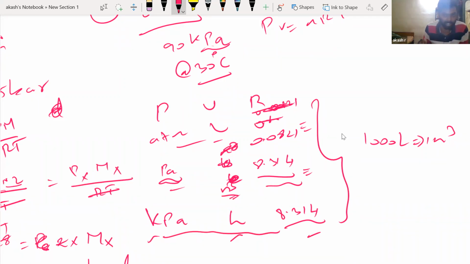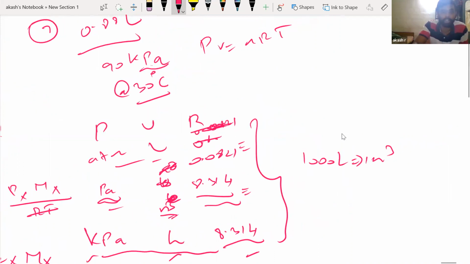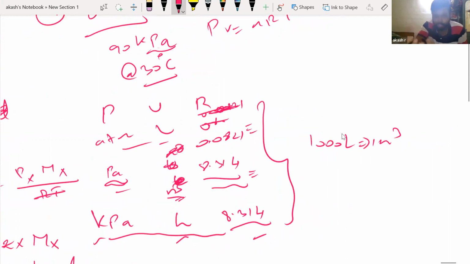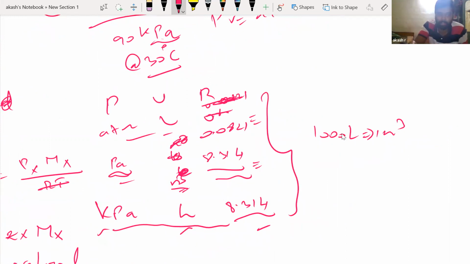I think that is where the mistake lies. It is my mistake, not your mistake. Everything else is right. So you don't have to convert kilopascal into Pascal and then do this. You can just directly take the kilopascal value and put the R value as 8.314.